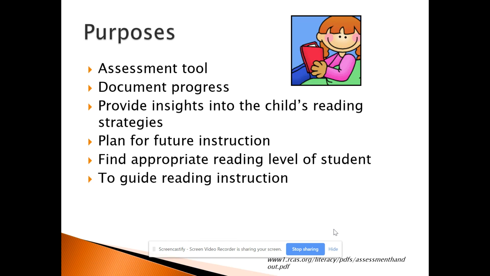Why do we use running records? Well, they are an assessment tool. We need to know where our students' reading level is, and this is one of the best ways to do that. It does help us document our students' progress. You start usually with the lowest letter, such as level A, and then move up throughout the year. You might do 4 running records with your students throughout the year, one every 9 weeks or so. And this way you can document if the student is progressing in their reading skills or not.